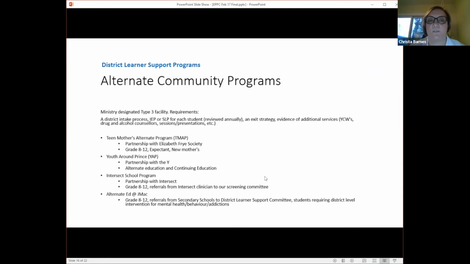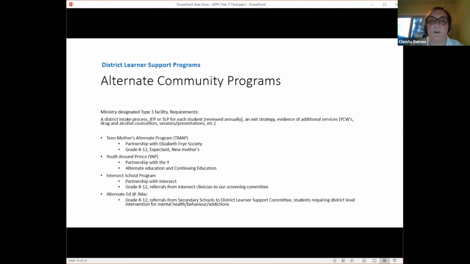So I'm going to talk about our alternate community programs and our SIDES and continuing ed under the district learner supports umbrella. Our alternate community programs are a ministry designated type 3 facility. So that means that we have to have some over and above pieces when students are going to our school. So we have to ensure that every student has a student learning plan, and we have evidence of the work that we're doing with them that's over and above what they can be offered in a mainstream school. And we also have to have a pretty significant focus on some transition planning.